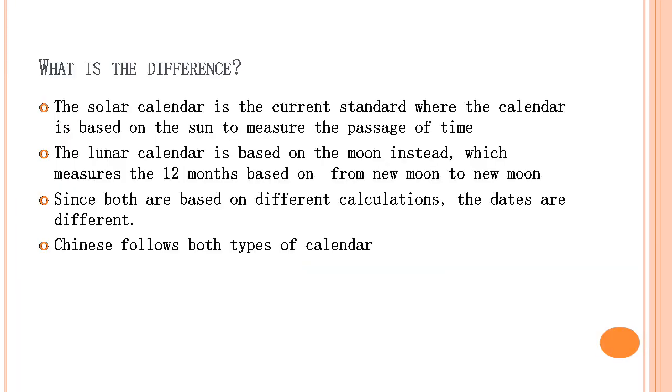that we see for Cantonese people, in which both the lunar calendar and the solar calendar. Now, what is the difference? First of all, the solar calendar is the current standard all over the world where the calendar is based on the sun to measure the passage of time. Now, the lunar calendar, on the other hand, is based on the moon instead, which measures the 12 months from new moon to new moon. Now, since both are based on different calculations, of course, the dates are a bit different. And Chinese in general follows both types of calendars.